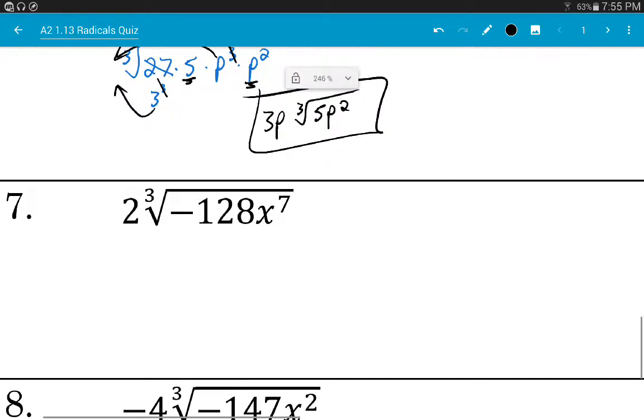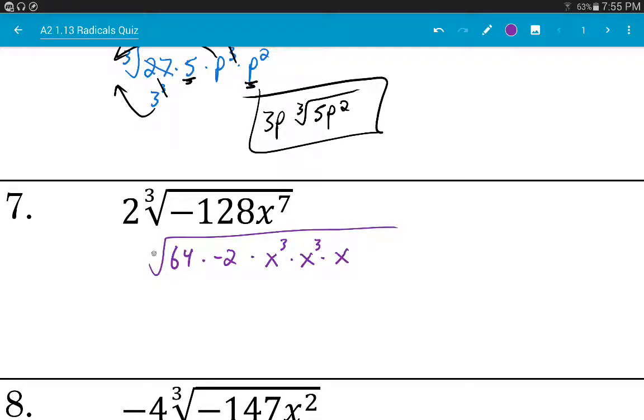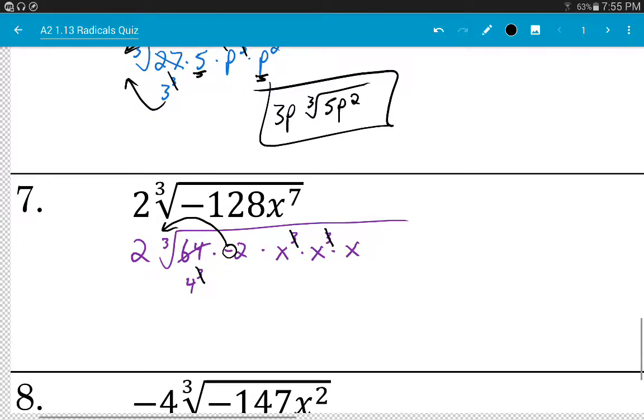Question number 7. 128 is 64 times negative 2. I don't like that I'm using black right under the black question; it all sort of blends together. And the x to the 7th is going to become x to the 3rd, x to the 3rd, x. This is all underneath a cube root with a 2 in front. The 64 is equal to 4 cubed. That's why we chose it. And now let's see everything that gets to come out. The 4 can come out, the x can come out, this x can come out, and also, just something that we said in class, we wrote in our notes, negative signs can come out from under cube roots as well.